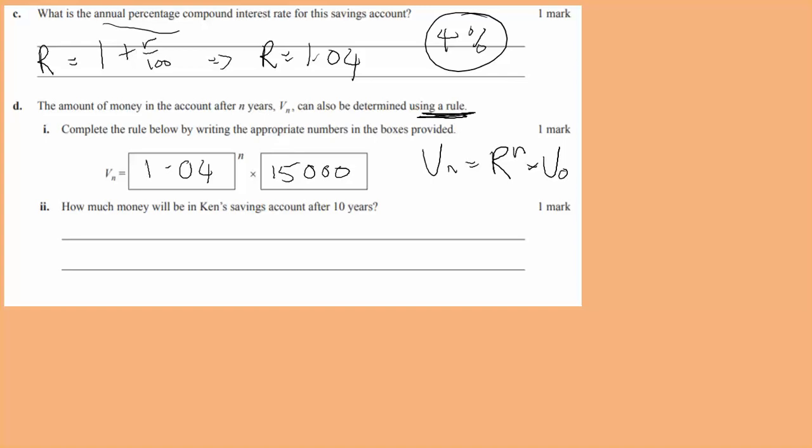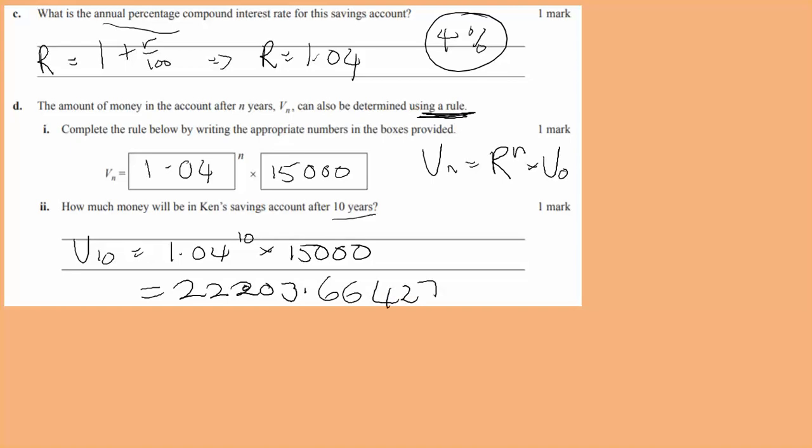How much money will Ken have after 10 years? So we just sub it in. 1.04 to the power of 10 times 15,000. Put that in our calculator. And remember, 22,203.66427. You must always write finance answers correct to 2 decimal places because it's money. So 66 cents.